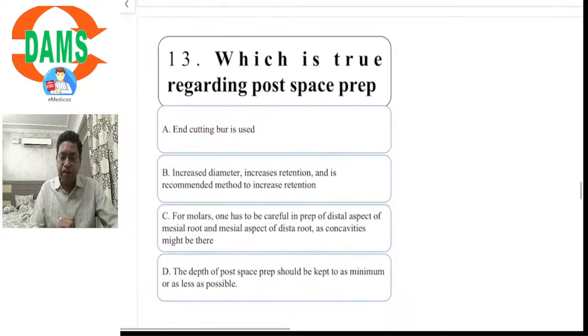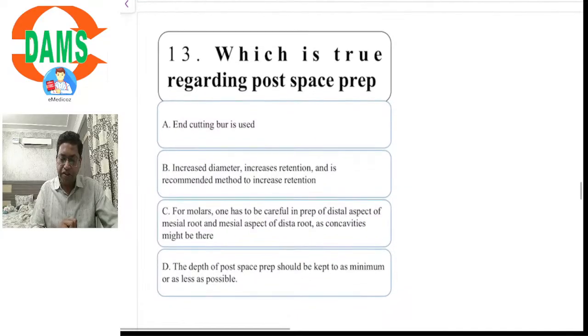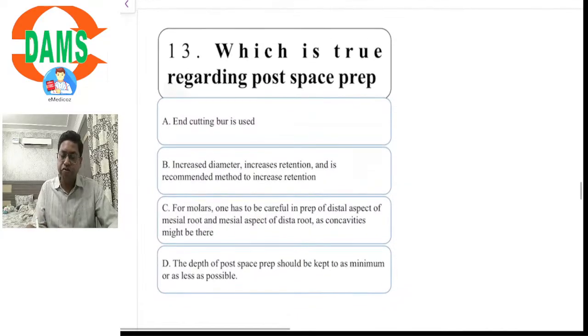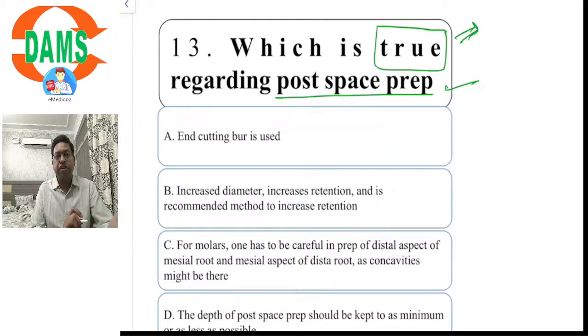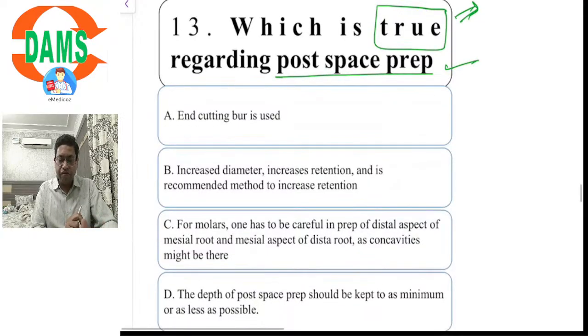Which is true regarding post space preparation? Okay, another question related to the post space preparation. Okay, which is true? We have to find the right answer. That was about except. This is about which is true. And cutting burr is used?